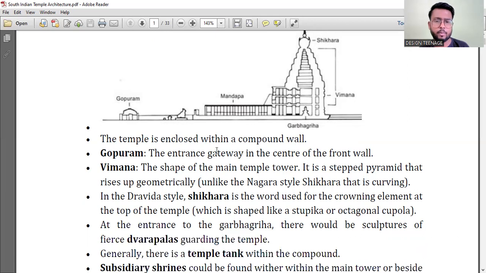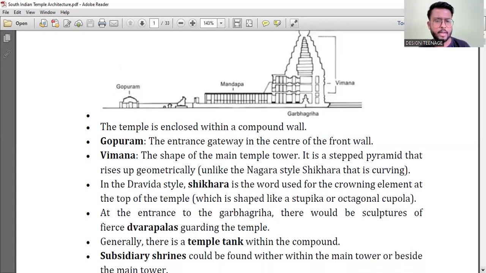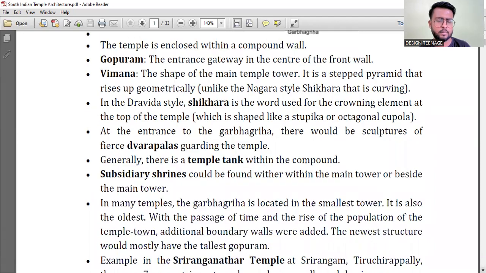Next thing, a gopuram. Gopuram is the entrance gateway in the center of the front wall. The front wall where there is an entrance, you will see an elaborate ornamented gate. That is the gopuram. Next comes our vimana. Before going to vimana, let's talk about this mandapa section. What is this mandapa? Once you walk through the gopuram, through the open space, the very first thing that you enter is a pillared hall. Have you seen it in any South Indian temple that you have visited?